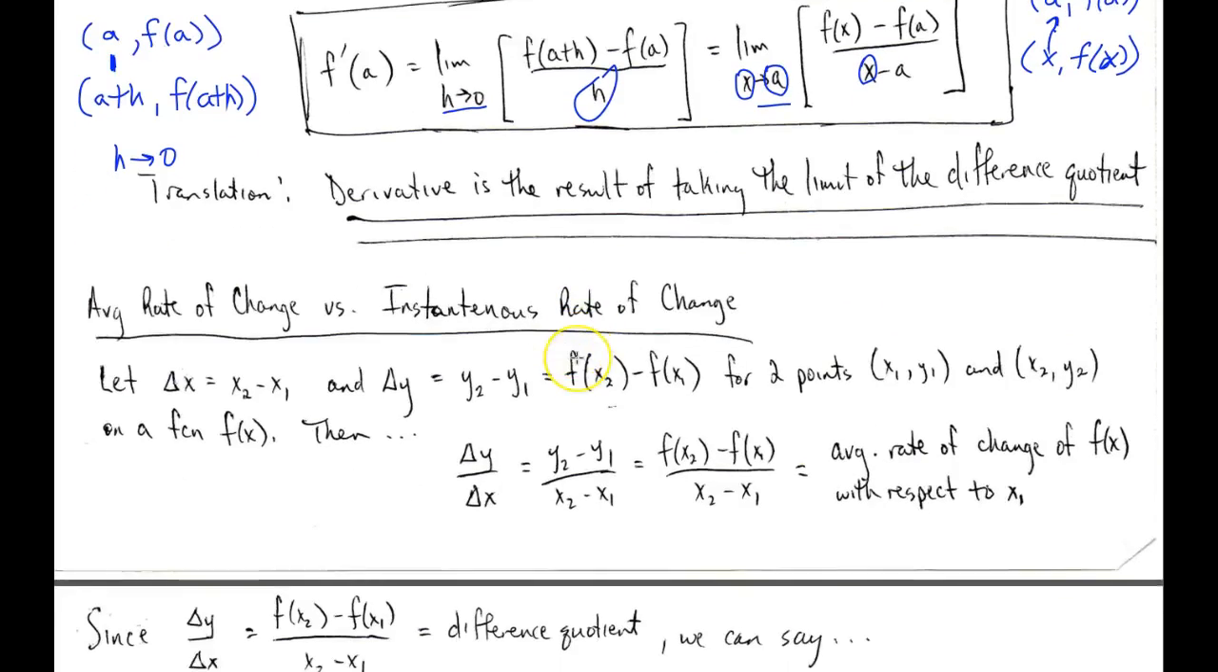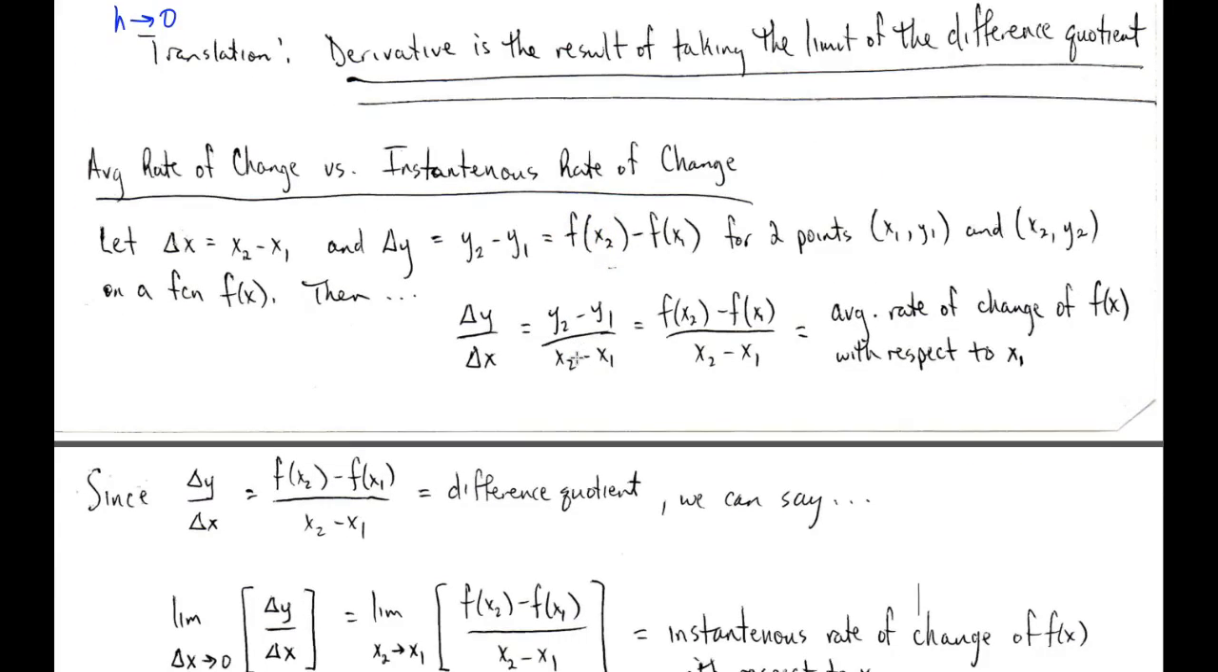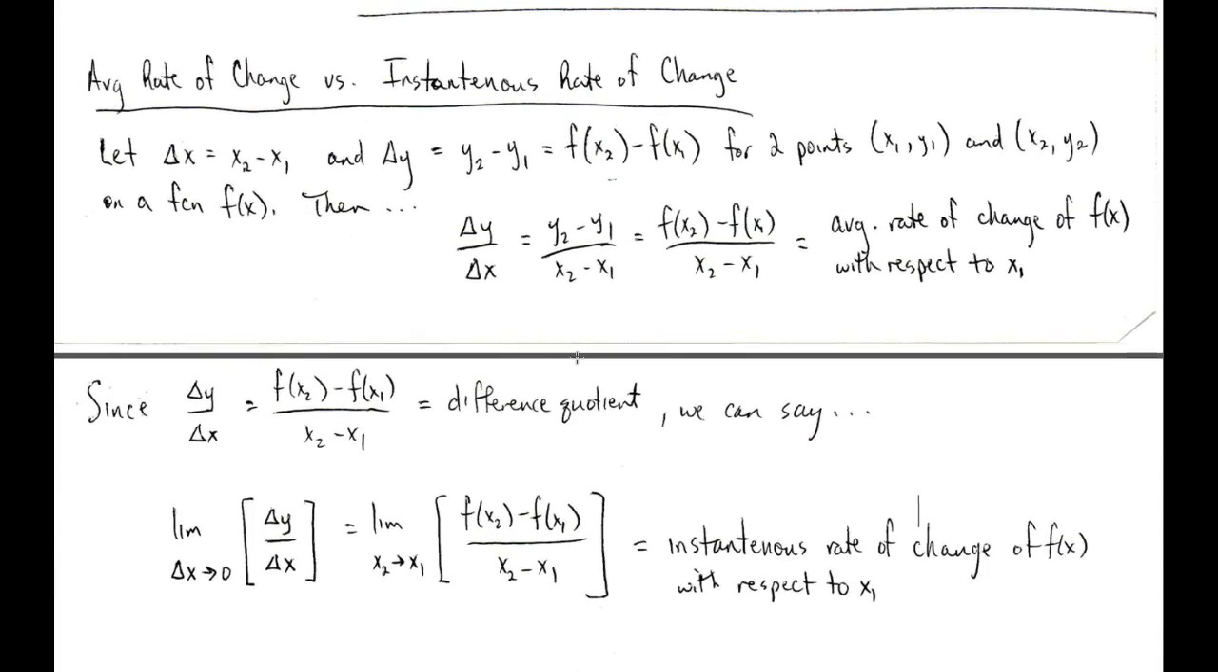All right, so let's look down here where we have the average rate of change versus instantaneous rate of change. And so I have this here because this is another interpretation of how we can look at the derivative or the slope of a tangent line versus the slope of a secant line. In short, when we look at the average rate of change, this is sort of modeled as the slope of a secant line, whereas instantaneous rate of change is looked at as the slope of a tangent line.